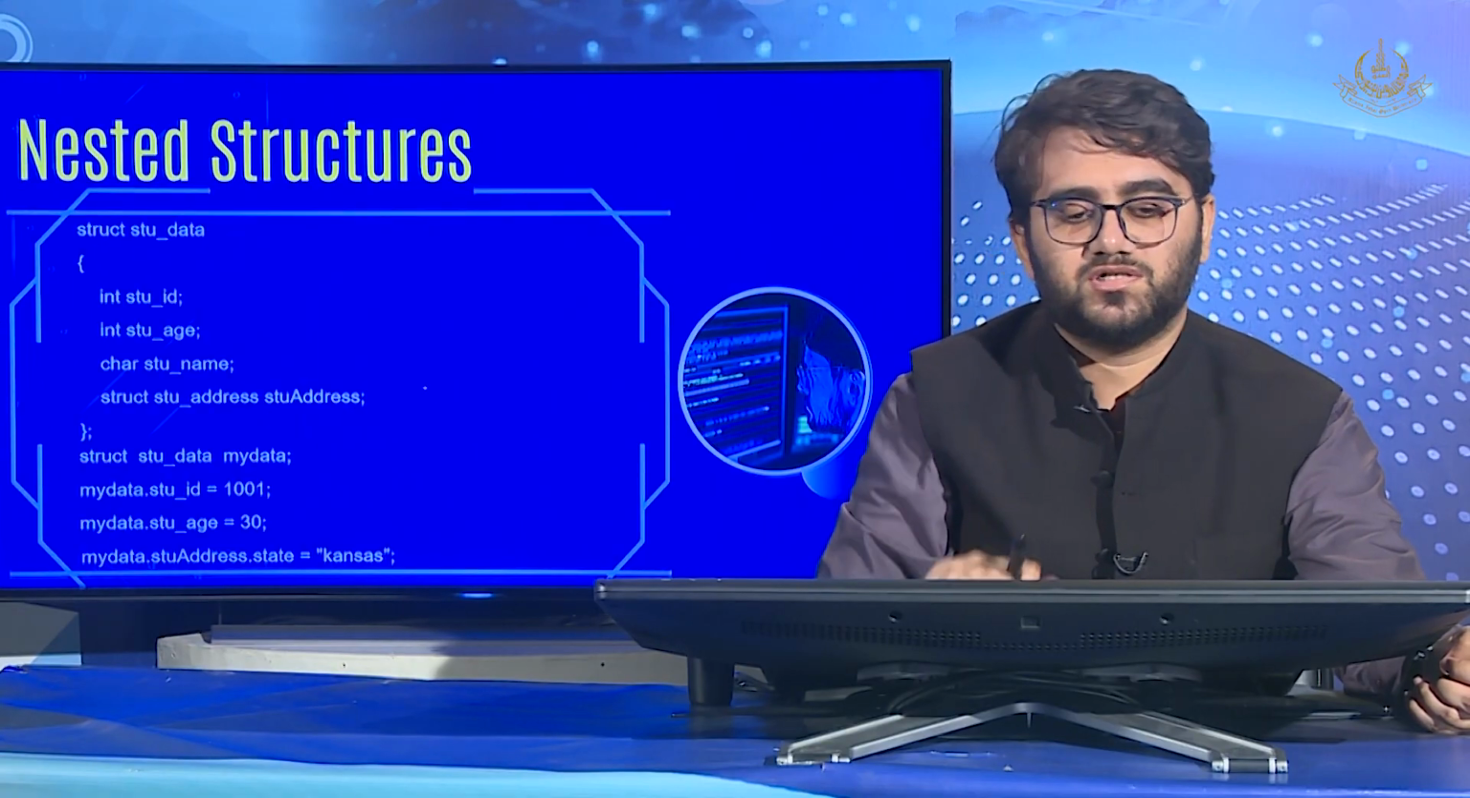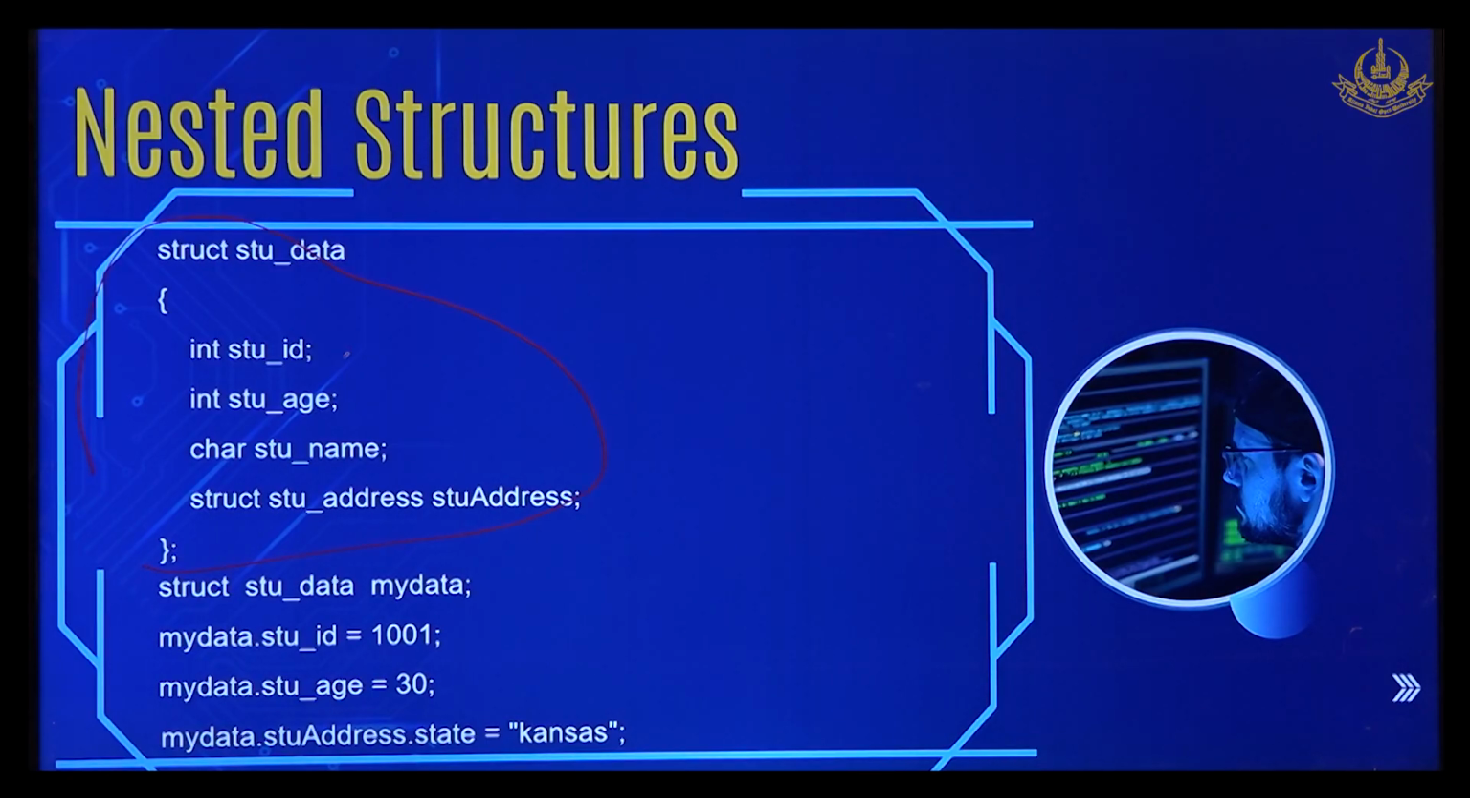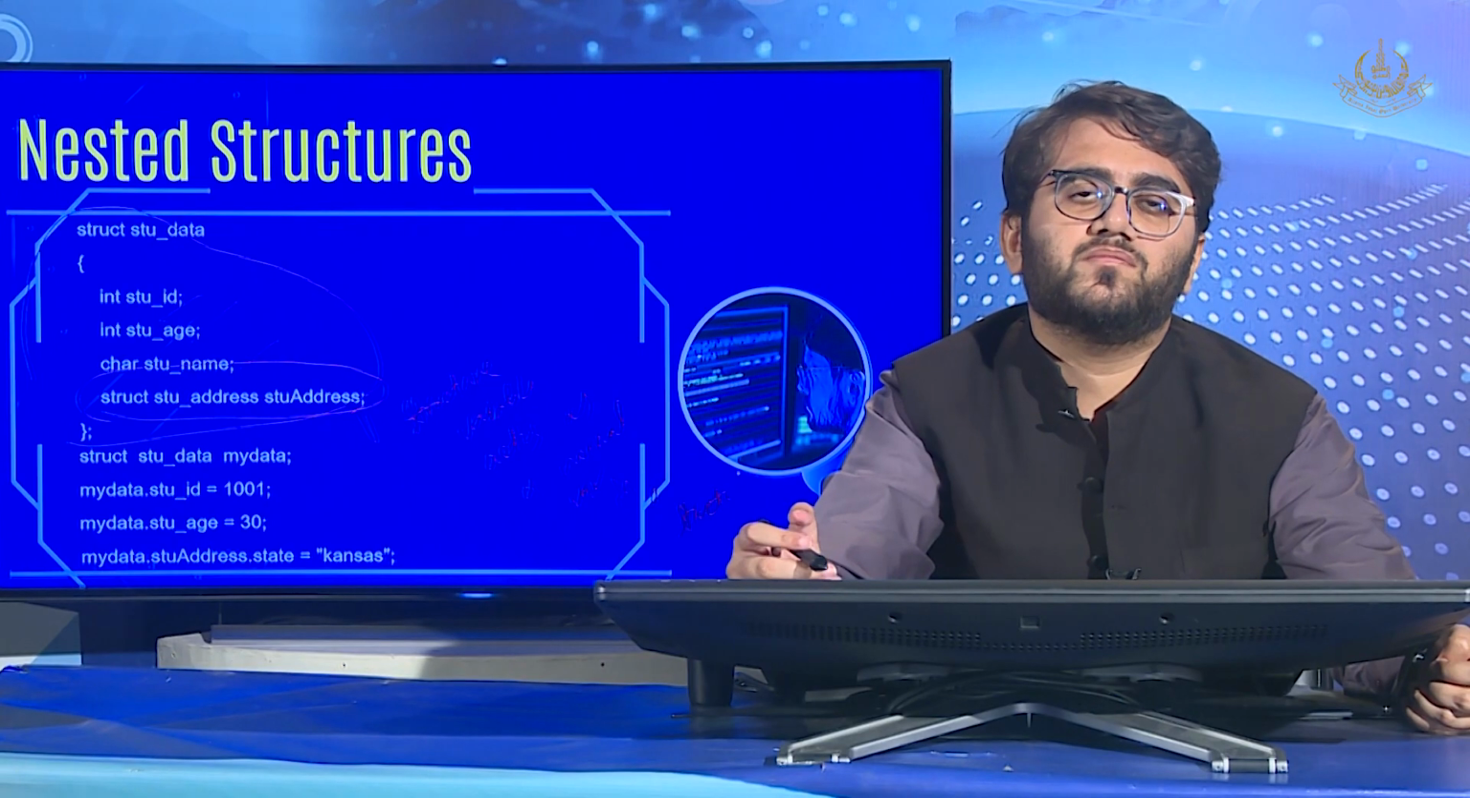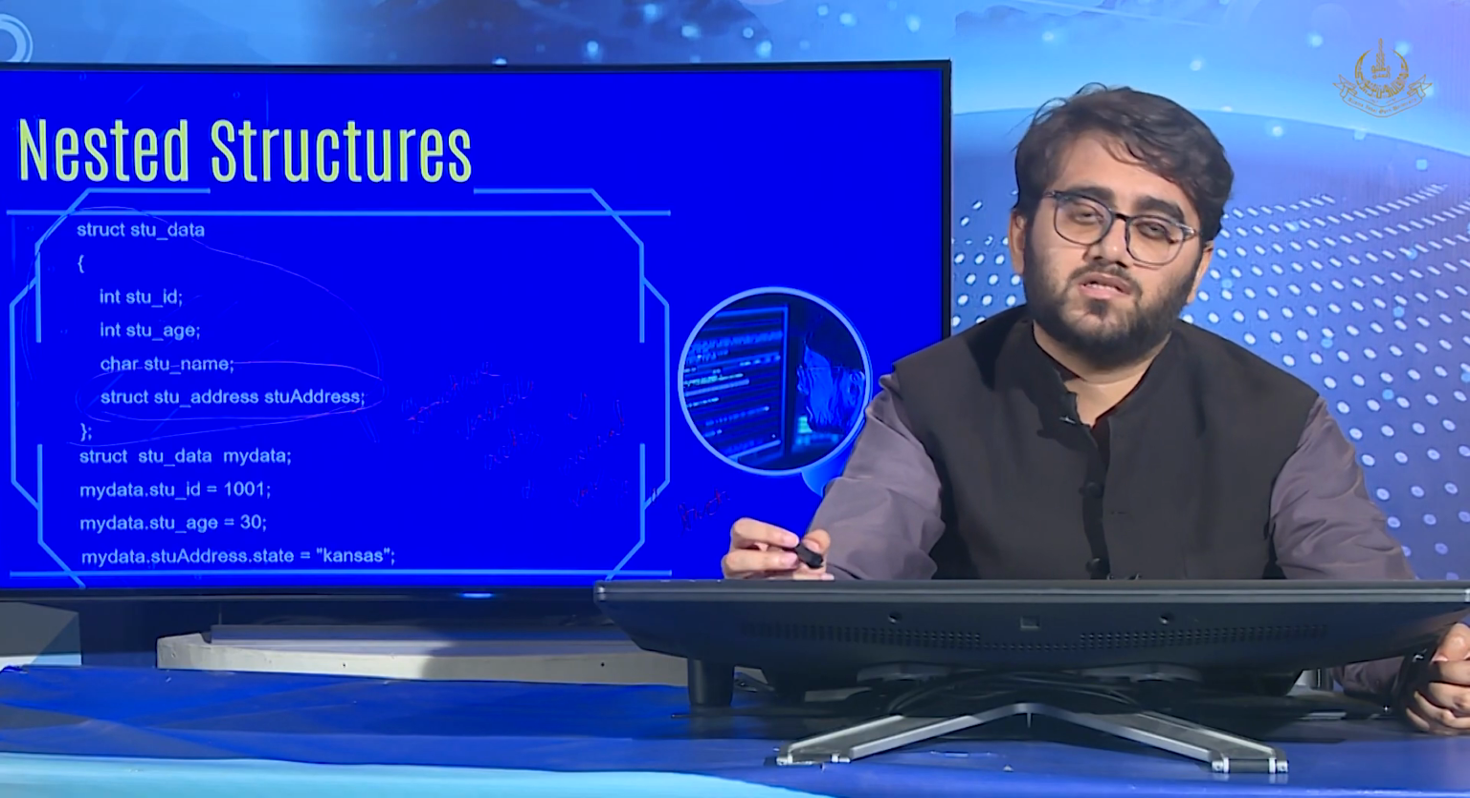And then we have another structure, stu data. In this stu data, we have stu id, stu age, and stu name. All of these things are normal variables. However, the last variable is struct stu address, stu address. So this is another structure whose variable is working as a normal variable in this structure.